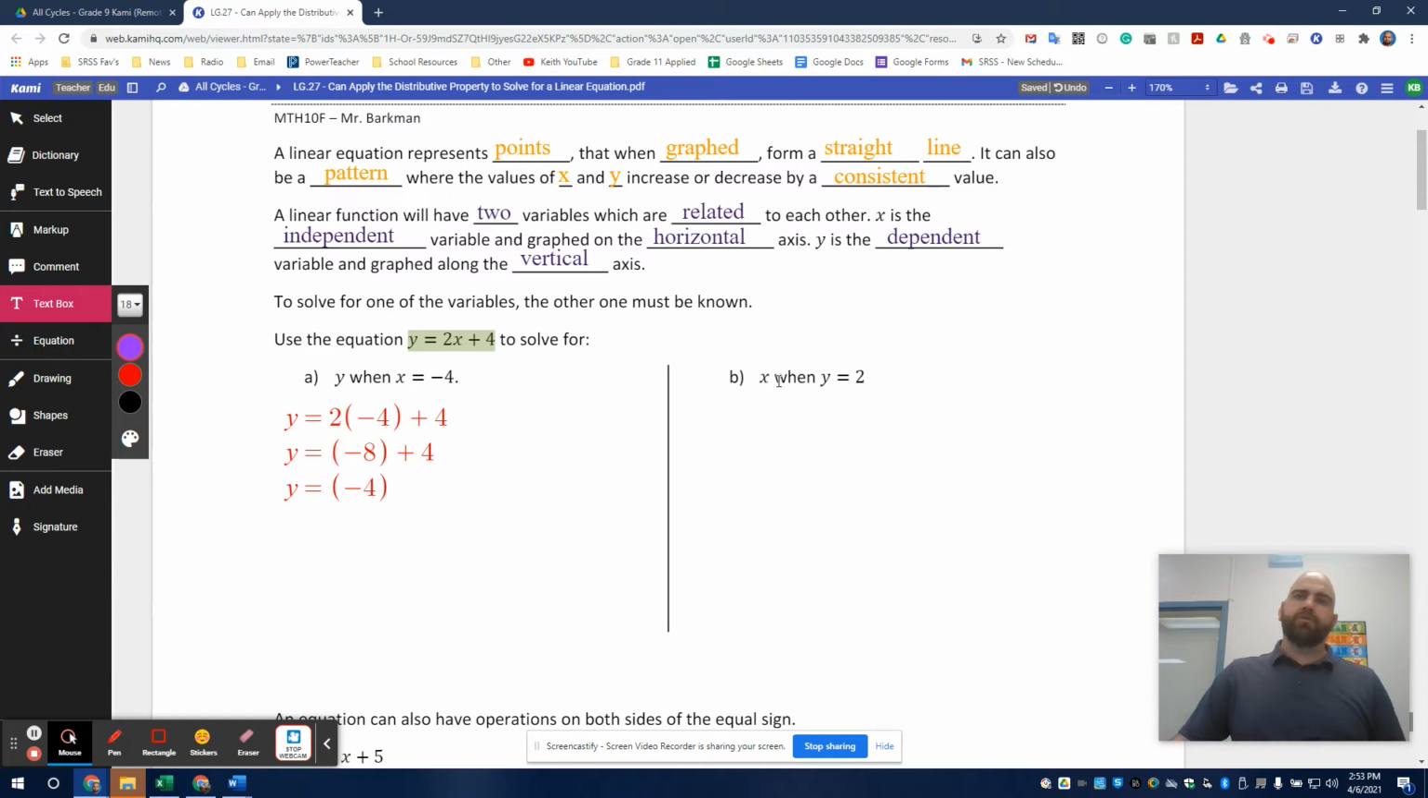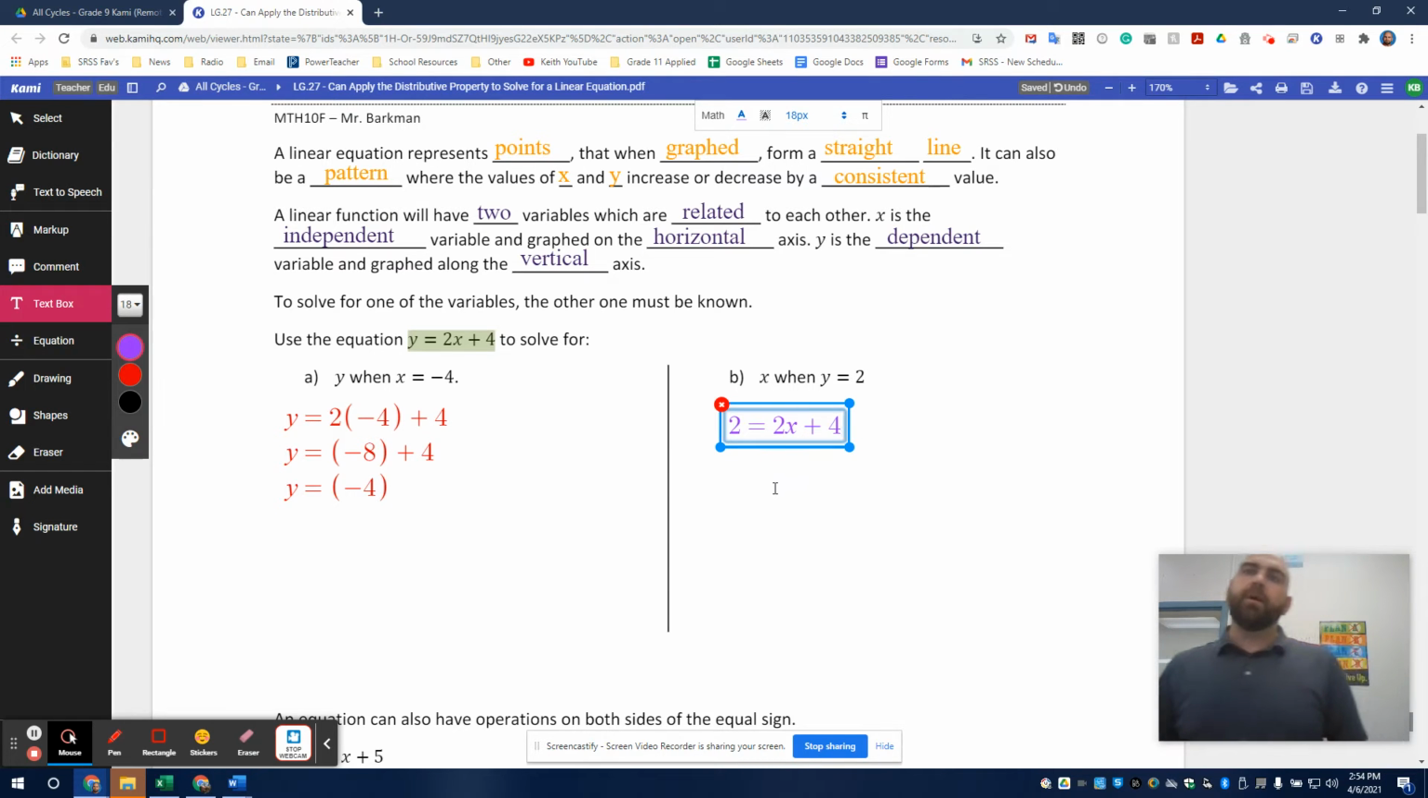Now let's also solve for x when y equals 2. So what we're going to do is plug the 2 in for y. We're going to replace the y value right here with 2, and then keep everything else the same. When x was negative 4, y was negative 4. So let's see if when y is 2, is x also 2? Well, probably not. But we can at least go through that and see.